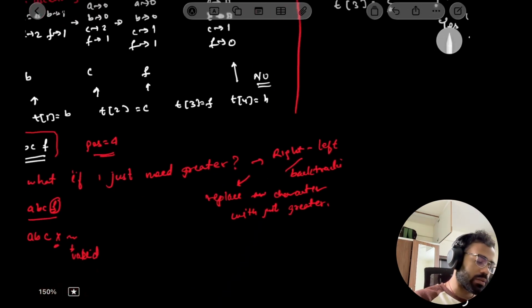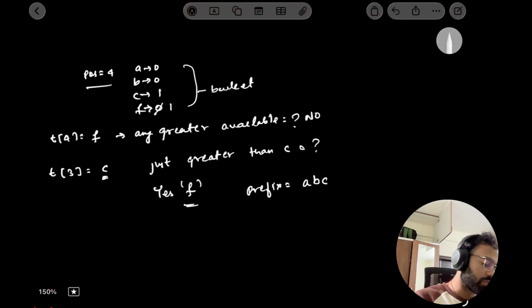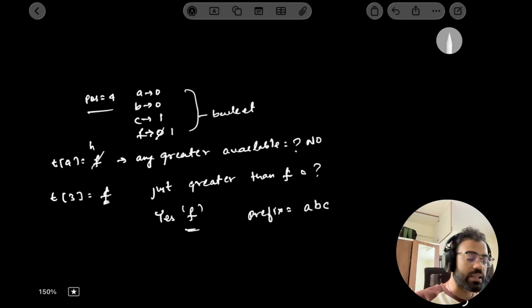4 was this H. So I did one small mistake in indexing. So this will be H. Did we find anything greater than H? No. This will be F. So we'll find anything greater than F. Is there anything greater than F? No.